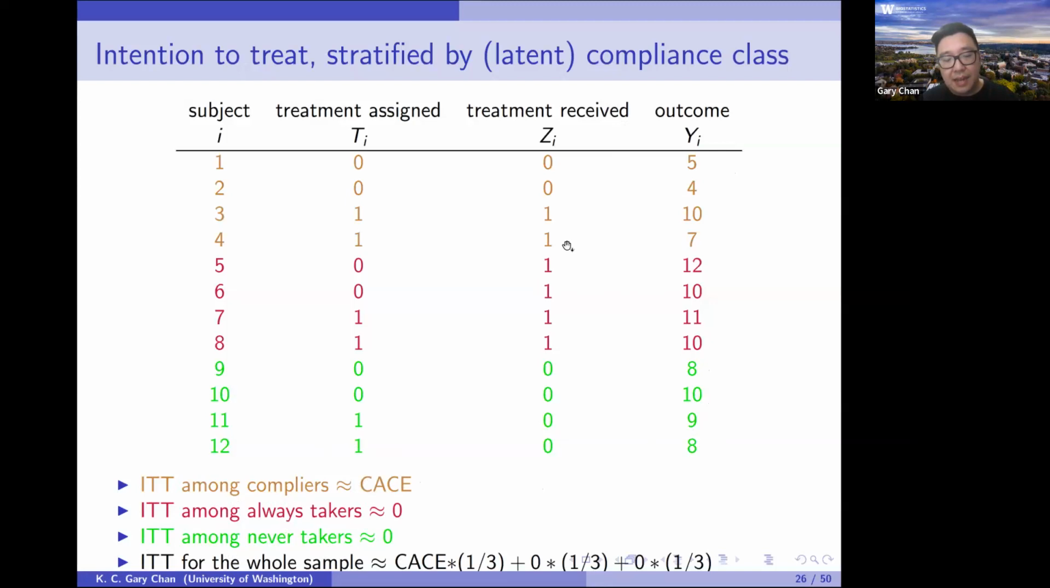So then intention to treat for the whole sample will be the complier average treatment effect. In this case, this is like one third of the population, so this is one third times the complier average treatment effect. This explains why the complier average treatment effect is always a bigger number, or the other way around, the intention to treat is always a smaller number because it's always a fraction multiplied by the complier average treatment effect. And the fraction depends on how big the complier subgroup is.